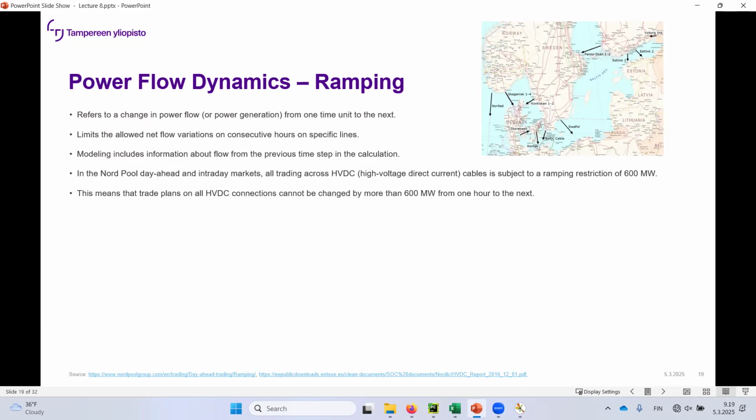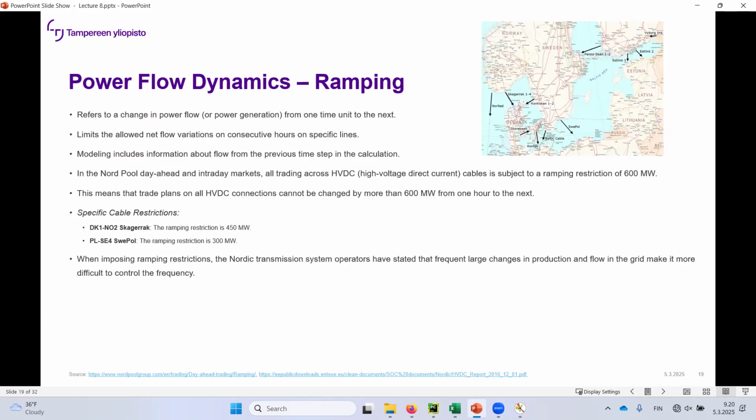So be aware that the electricity network is changing from hourly interval to 15-minute interval, but it doesn't yet show to the consumers. And I tried to find information on when we are going to go into this 15-minute interval, so you can buy electricity from the spot market with 15-minute intervals. But for the consumers, it's not yet available. There are some specific cable restrictions also, I think it's this Norway-Denmark cable 450 and this Polish link, I think in here is 300 megawatts.